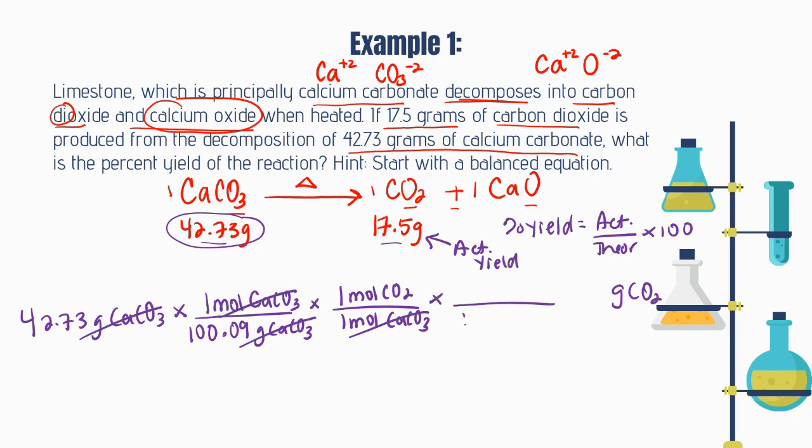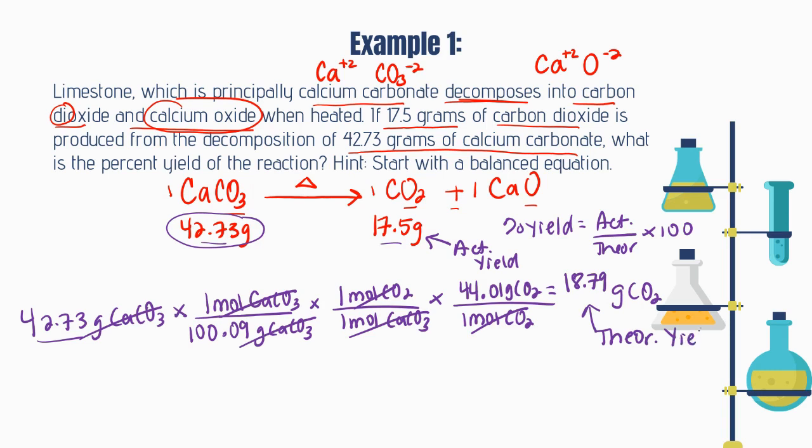I'm going to find the molar mass of carbon dioxide. Again, you should probably pause the video or try to do it on your own just to make sure you've got it. And you get 44.01 grams of CO2. So moles of CO2 cancel. Now we have grams. I plug that all into my calculator and I end up with 17.9 grams. I rounded to 4 significant figures because 42.73 had 4 significant figures. What we just calculated is our theoretical yield.